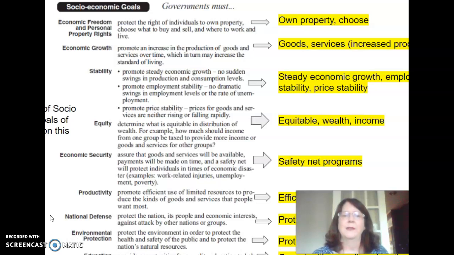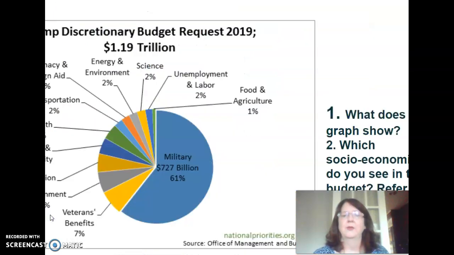Every year, the president sends a budget to Congress, and Congress has to approve it. And Congress can change it and pull things out and put other things in. And so here's an example of President Trump's discretionary budget items from 2019.